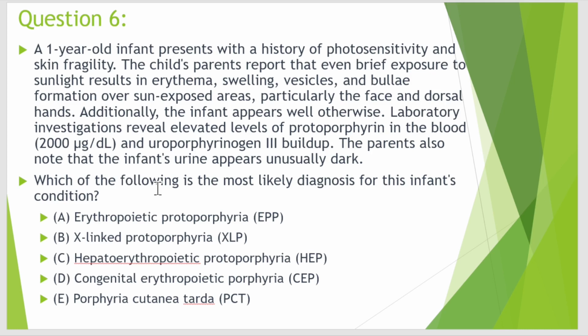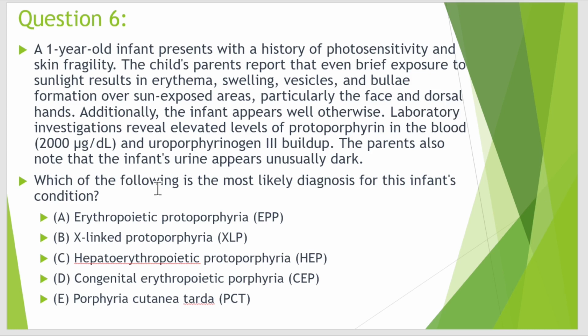Additionally, the infant appears well otherwise. Laboratory investigations reveal elevated levels of protoporphyrin in the blood and uroporphyrinogen 3 buildup. The parents also note that the infant's urine appears unusually dark. So which of the following is the most likely diagnosis for this infant's condition?